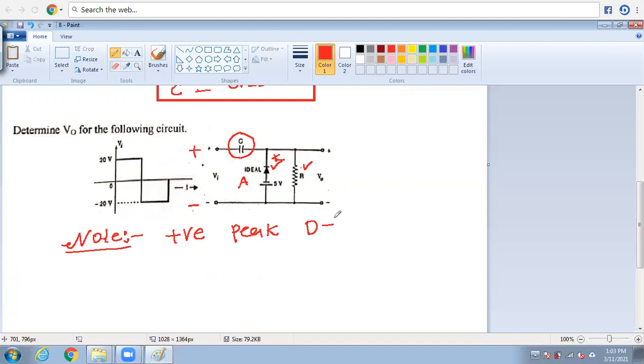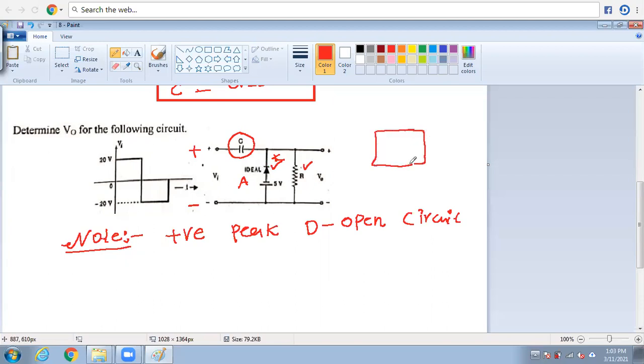A diode, in the ideal case, should be an open circuit. Whatever input voltage is given, we can expect the same voltage at the output side, with some shifting of the DC level. For example, if you apply the positive peak, this diode should be open circuit, and we can expect the total voltage at the output side. So this can be treated as a positive clamper circuit.